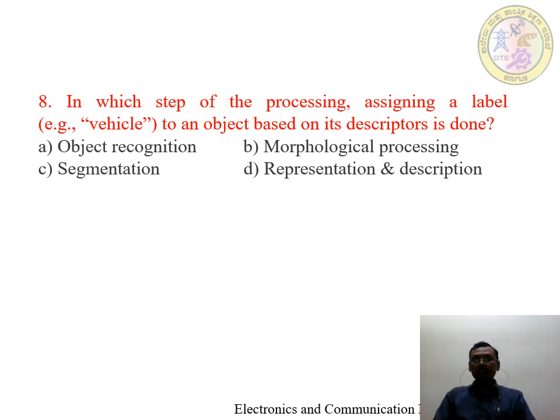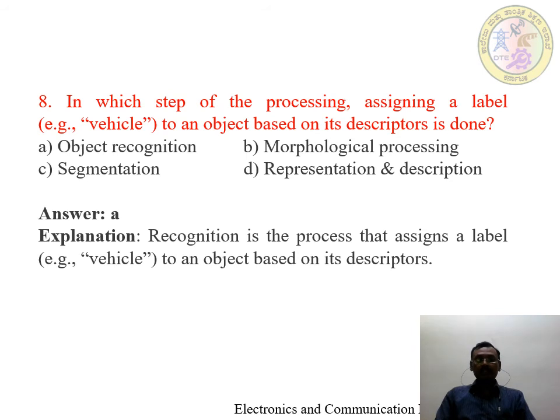In which step of the processing is assigning a label, for example vehicle, to an object based on its descriptors done? Options are object recognition, morphological processing, segmentation, representation and description. The answer is A, that is object recognition. Object recognition is the process that assigns a label to an object based on its descriptors.